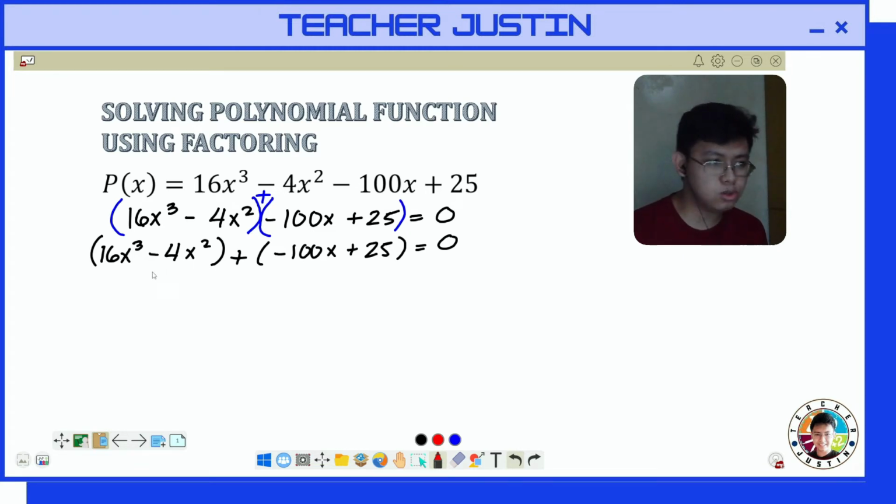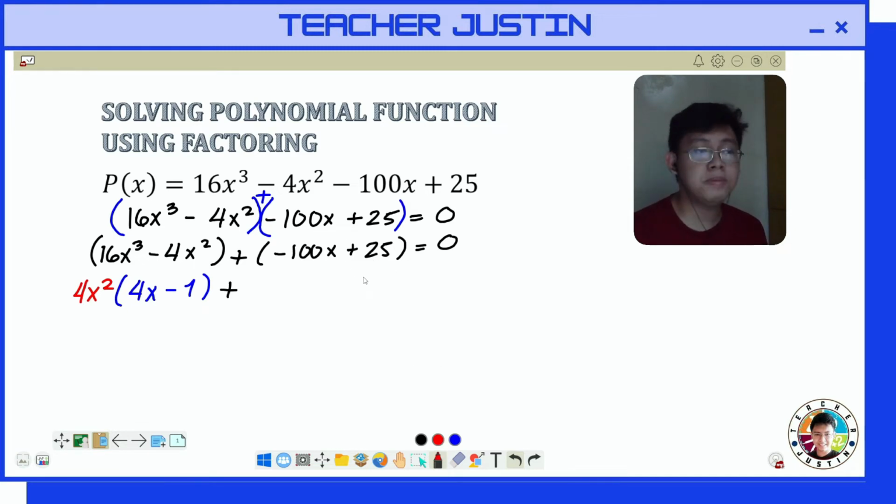So, for the first group, let's identify the common factor. So, the common factor for the first group is 4x squared. And we divide each term by 4x squared. So that will give us 4x minus 1. Now, let's apply the same thing for our second group.